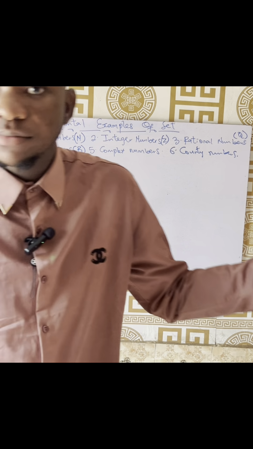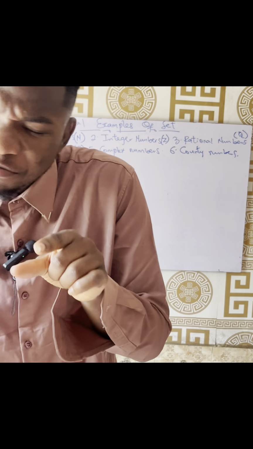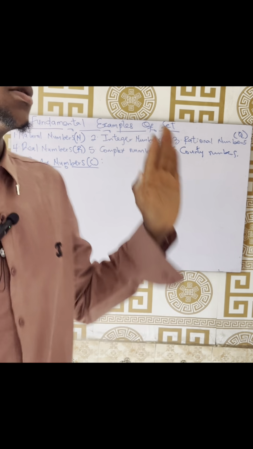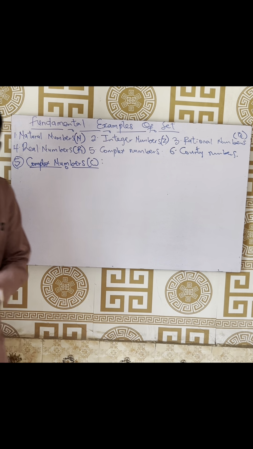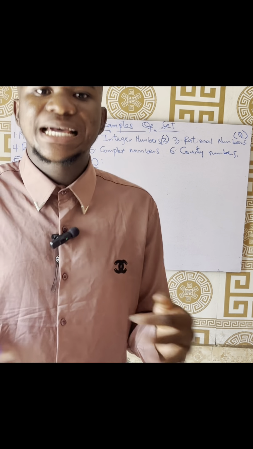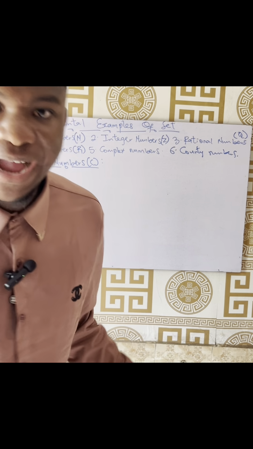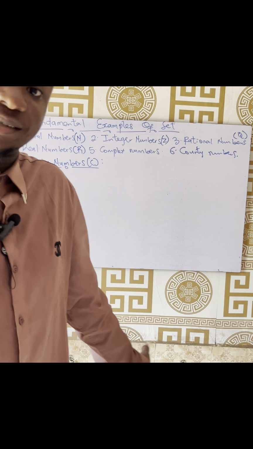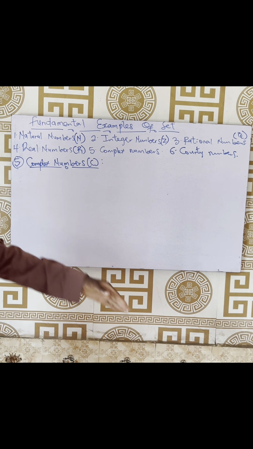What are complex numbers? Complex numbers are numbers that are complex. You know that when something is complex, that simply means that thing cannot be simplified easily. So complex numbers are numbers that are complex.